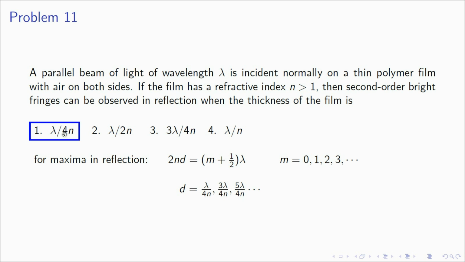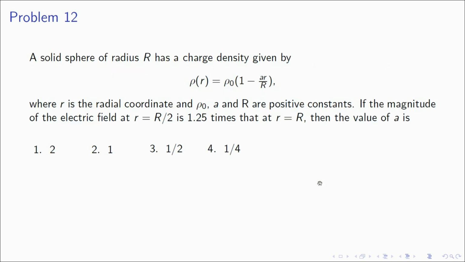This should be right. And also you can calculate actually for this 3 lambda by 4n, the first order should probably be missing. I mean the second order will be missing. So the first order will probably be there, and then the third order. Okay.